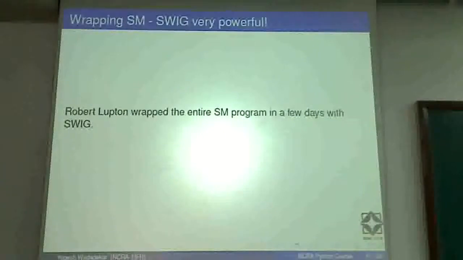Okay, and he managed to wrap the entire SM program, which is about 20,000 lines of code with many, many functions, in a few days with Swig. The few days has to be taken with a pinch of salt because Robert Lupton is an expert programmer in C, and also an expert programmer in Python and many other things. So it may take some other people a few weeks, okay? But still it's doable. You can wrap extremely complex codes in C using Swig.